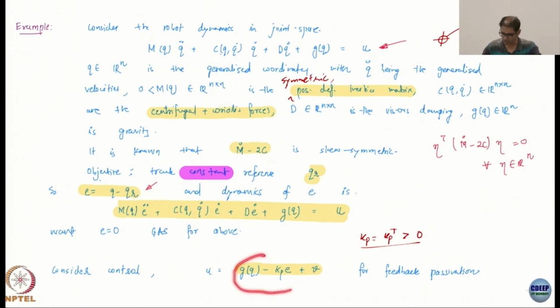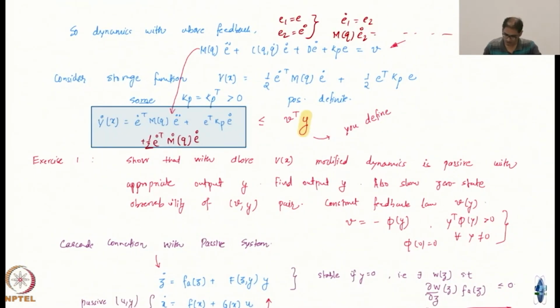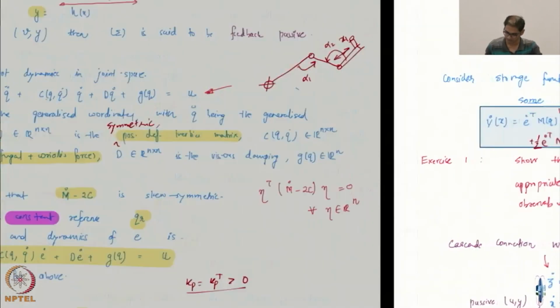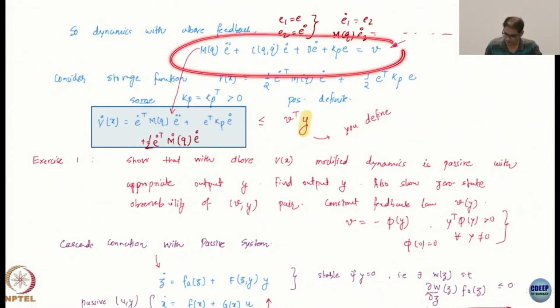So this is GQ minus KPE plus V, which is the new control, and I am going to claim that the system is feedback passive with this control and some output. We have not yet decided the output either. If I plug in this control, what happens? If I plug this in here, what happens? This and this cancel out, right? And this KPE goes to the left hand side, becomes a positive term. That's what I have written here.